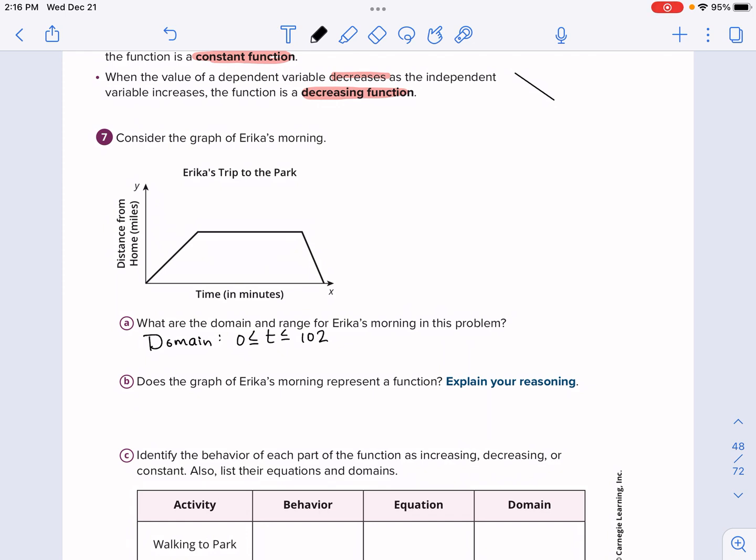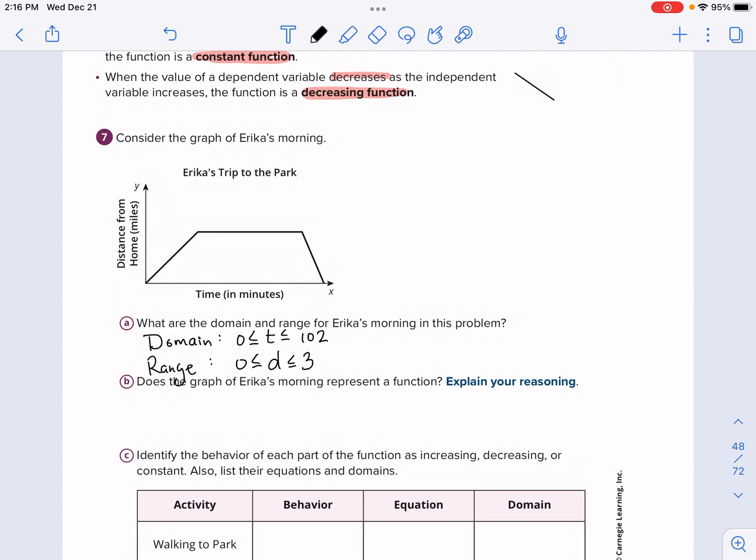And then the range in this situation is the lowest amount of distance and the biggest amount of distance that she was from her home. That is 0 is less than or equal to D, which is less than or equal to 3, right? The distance from the park shouldn't go any further than that. But anyways, that's pretty much it. So just kind of combining all the different parts that we have.